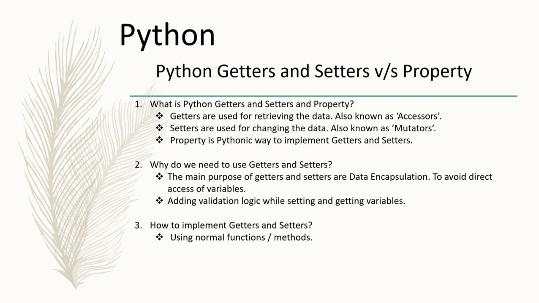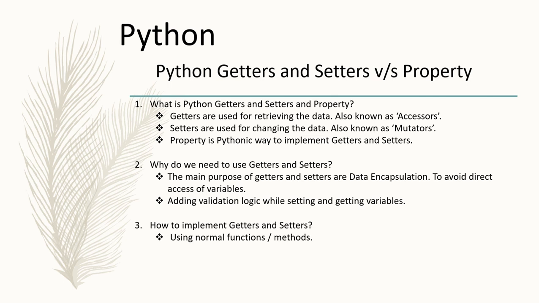Hey all, in this tutorial we are going to learn getters and setters and property. First of all, we should know what getters, setters and property are. Getters are used for retrieving the data, also known as accessors. Setters are used for changing the data, also known as mutators. And property is a Pythonic way to implement getters and setters.